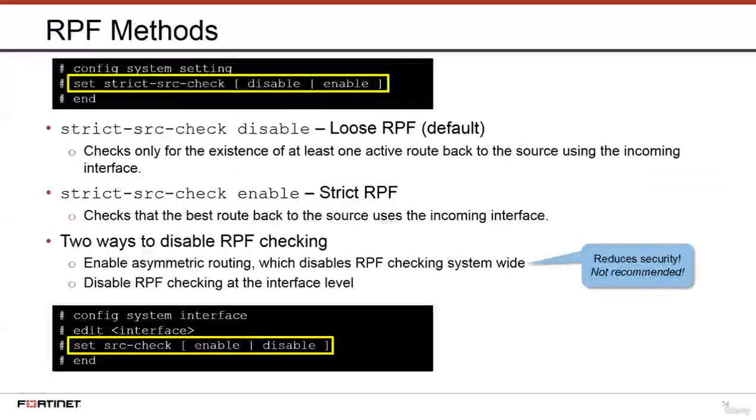RPF checking can be disabled in two ways. If you enable asymmetric routing, it will disable RPF checking system-wide. However, this reduces the security of your network greatly. Features such as antivirus and IPS become non-effective. So if you need to disable RPF checking, you can do so at the interface level using the commands shown on this slide.